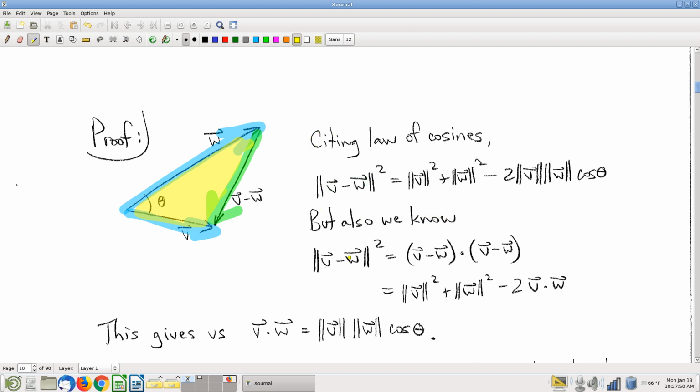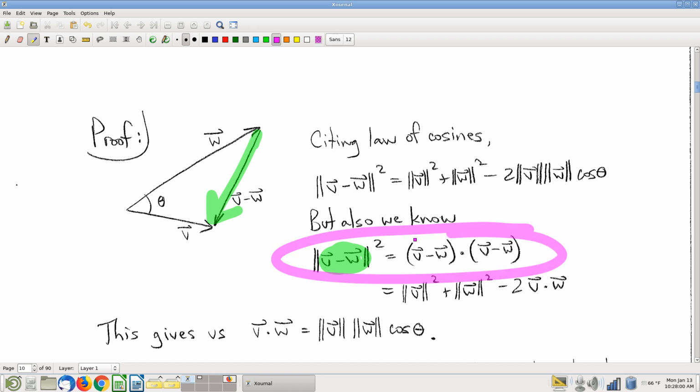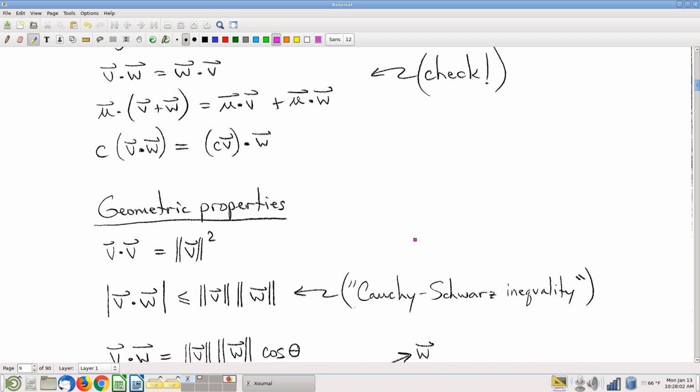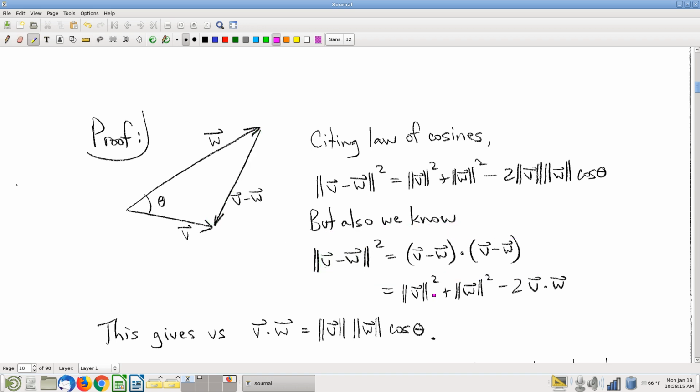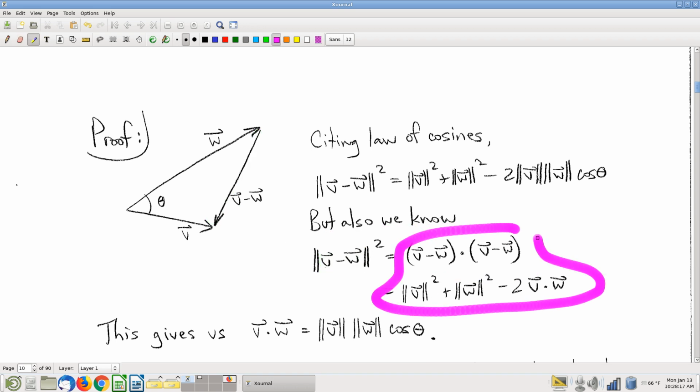That said, now let's notice also, independent of the law of cosines, we can take that vector and compute its magnitude squared by way of the formula from the previous page, going back over here, one of the properties that we wrote down. A magnitude squared is a self-dot product. So there we go. Magnitude squared is a self-dot product. We can take that self-dot product and we can FOIL that out.